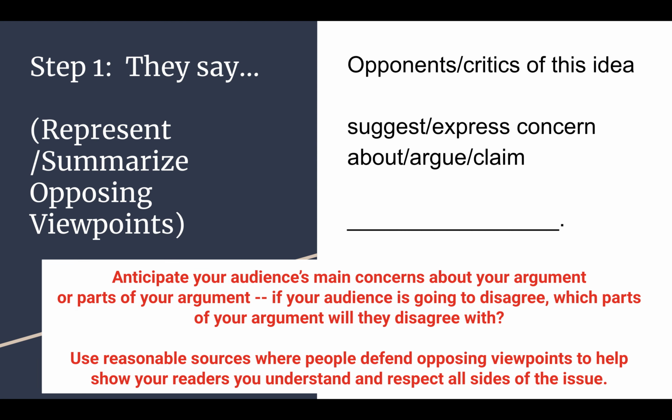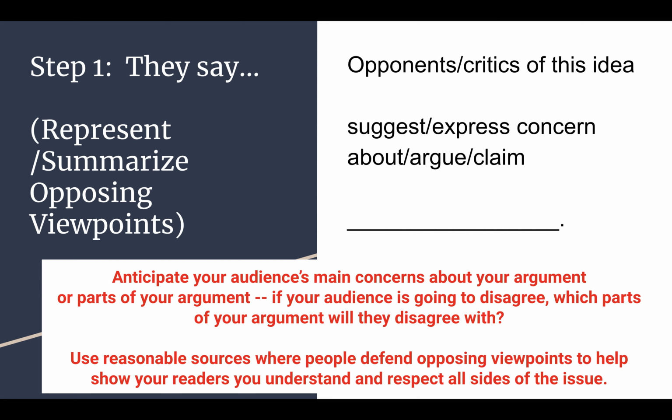So step one is really to, first of all, anticipate what your audience might disagree with. What are the weak spots in your argument that someone who's reading your paper might pick out and say, oh, no, I disagree with that. That's not right. That's not true. So if your audience is going to disagree, which parts of your argument will they disagree with? And that's really where you need to build in counterclaims.